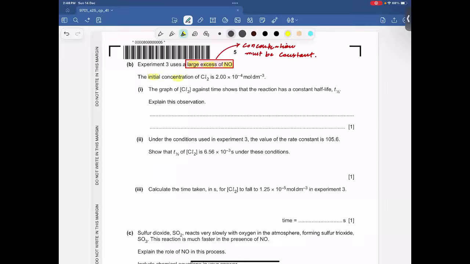The initial concentration of chlorine is 2 into 10 to the power minus 4 mole per dm cube. The graph of concentration of chlorine against time shows that the reaction has a constant half-life. If a reaction has a constant half-life, guys, remember, it must be a first order reaction.